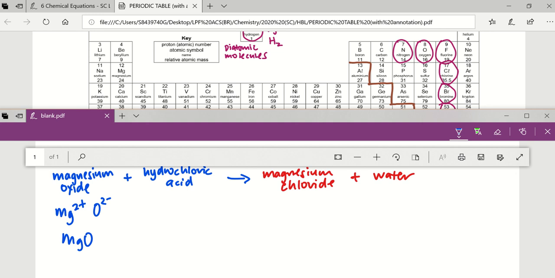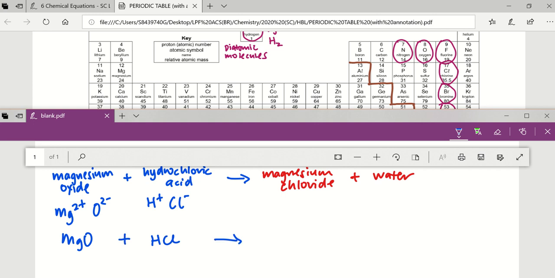For hydrochloric acid, the name of it starts with hydro. It is acid with just the monatomic chloride ion. Okay, so I have H+ ions, I have Cl- ion. You can refer to your theory book for the guide on writing acids reaction. So the formula of this is HCl.